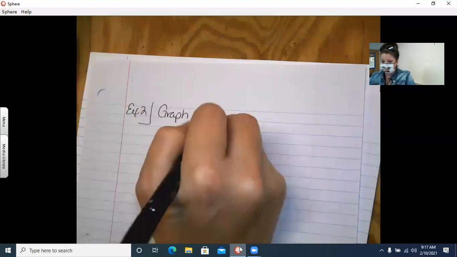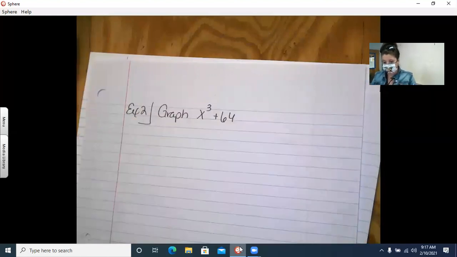We're going to graph x cubed plus 64. Can we do factor by grouping? That I taught you a couple lessons ago. You gotta have 4 terms to do factor by grouping. Do I have 4 terms? No. So can I do factor by grouping? No. Do I have a GCF? No. So we can't do it the way we did last class.